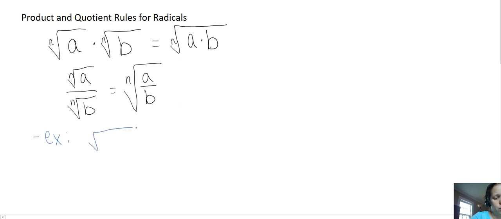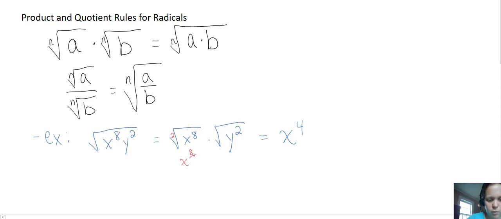So let's say first the square root of x to the 8th y squared. Okay, so what I could do is I can look at this as the square root of x to the 8th and separately times the square root of y squared. So then I can look at these one at a time and think about what is the square root of x to the 8th. Well, that's x to the 4th. If you remember, if it's like a 2 here, if we think of it as a rational exponent, we're doing 8 divided by 2. And the square root of y squared is just y. So it helps to pull things apart.